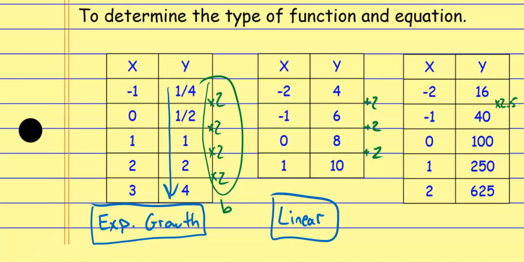And then ask the same question again. Say 40 times what gives me the 100? Well, let's do the 100 divided by 40. And once again, it gives me a 2.5, so times 2.5. And then keep checking. And maybe from here, you just assume that we think it's 2.5. So do 100 times 2.5, and it does give you the 250. And then do the 250 times 2.5, and it does give you the 625.